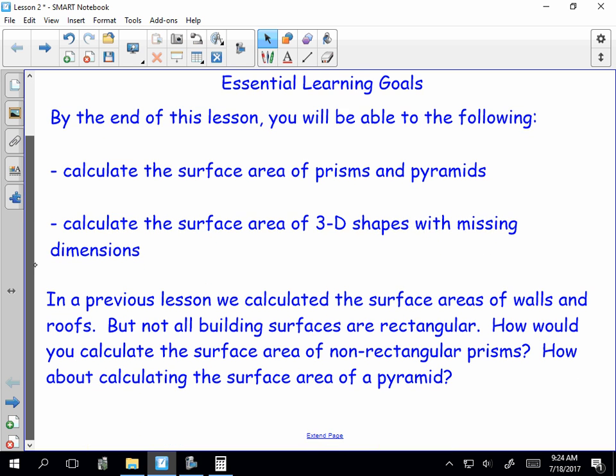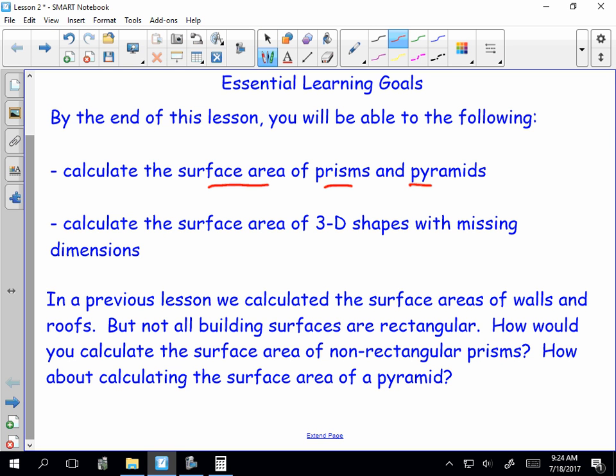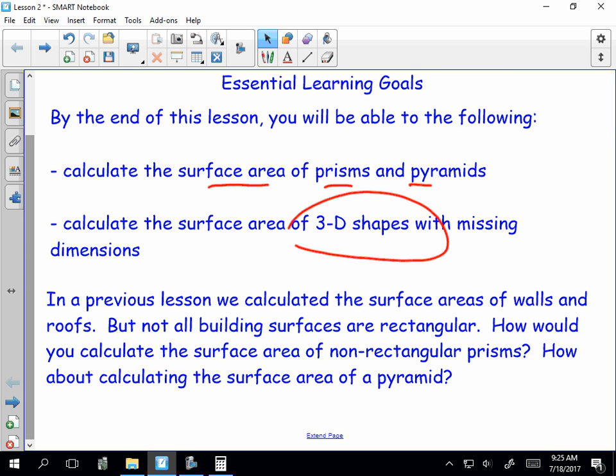By the end of this lesson, we will be able to calculate the surface area of prisms and pyramids. Okay, calculate the surface area of three-dimensional shapes with missing dimensions. So we'll be able to find some missing dimensions as we're working through filling those pieces so we can get the surface area of that shape.